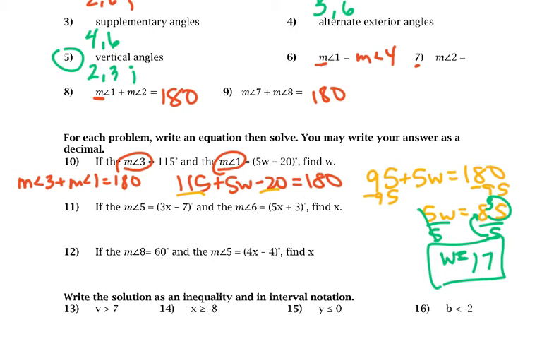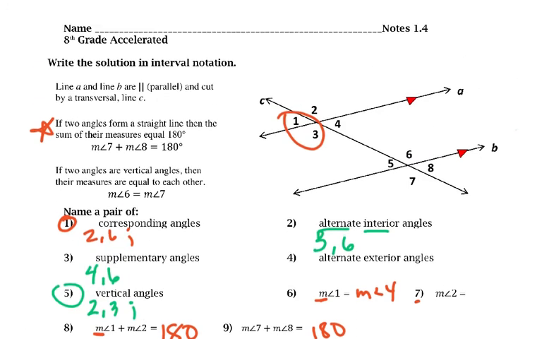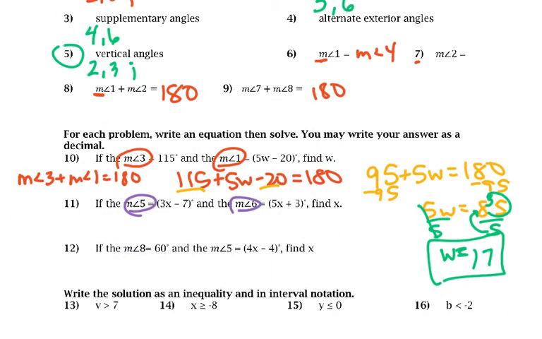Okay, number 11. If the measure of angle 5 is 3x minus 7 and the measure of angle 6 is 5x plus 3, find x. Well, first of all, what is the relationship between angle 5 and angle 6? So look at the picture. They add together to be 180. So you're going to write another equation. So 3x minus 7 plus 5x plus 3 equals 180. Solve it.